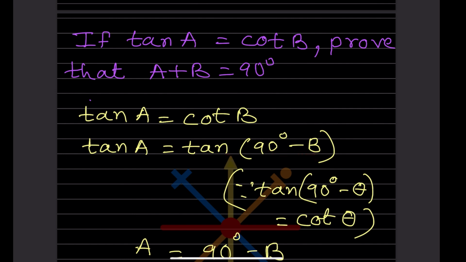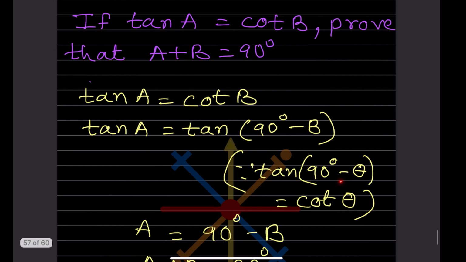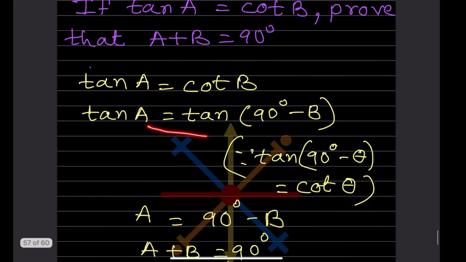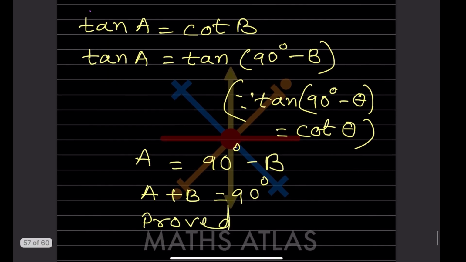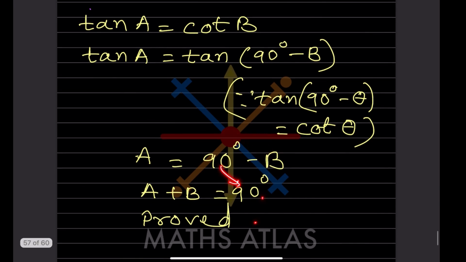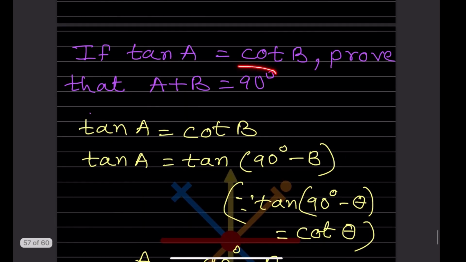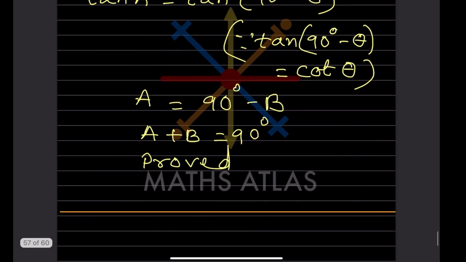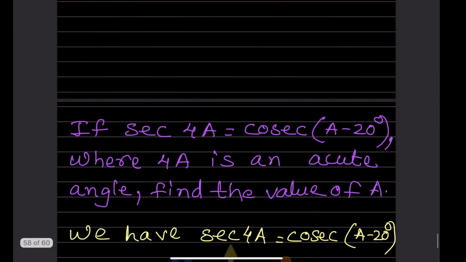Because tan 90 minus theta is cot theta. So here we have cot B, right? So this is theta. Now when we compare this and this, both are tan, so A is equal to 90 minus B. If we bring this minus B to this side, that is going to be plus B, and that is 90 degrees. So that is proved. That is what they have asked: prove that A plus B is equal to 90 degrees. So that is proved over here.